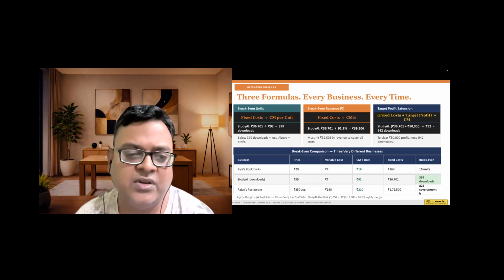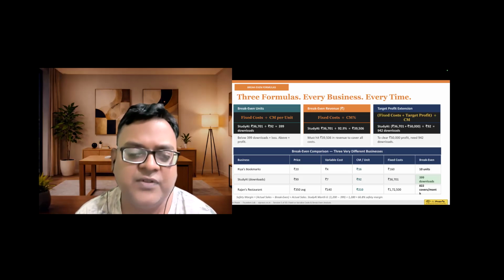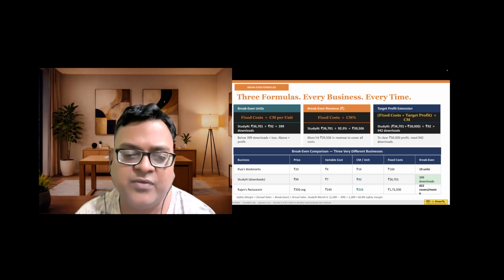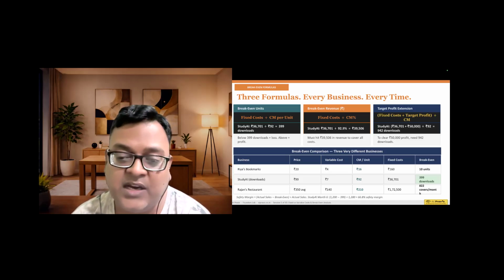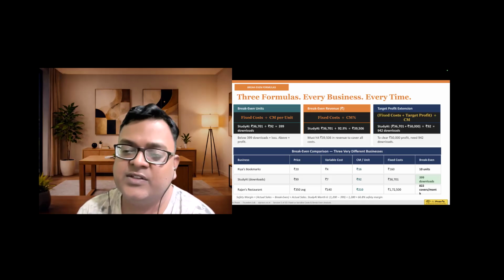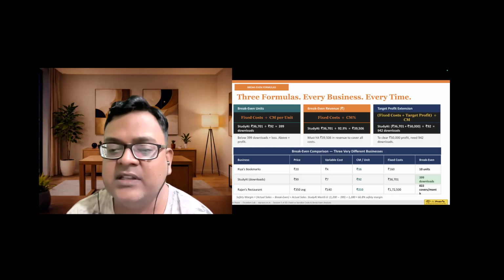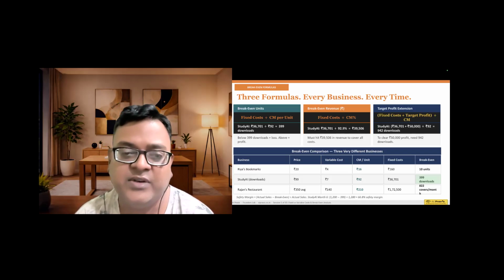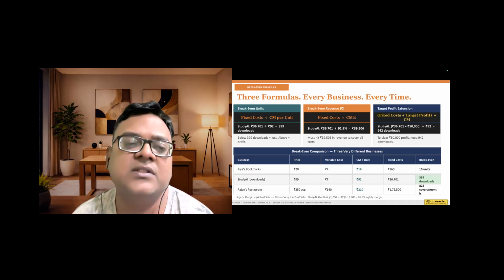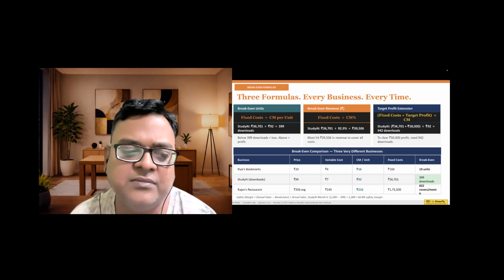Rajan's restaurant. Let's take the average price here, which is 350. The variable cost is 140. The CM is 210. Fixed cost is too high, we saw already. So 822 is what he has to cover. So if he doesn't make 822 orders, he will always be at a loss. But if he targets 1,000 orders, he will always be at a profit.